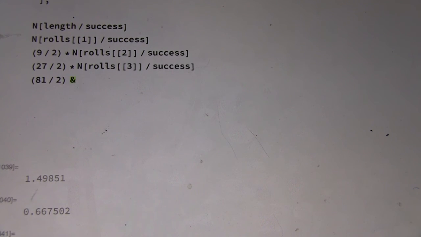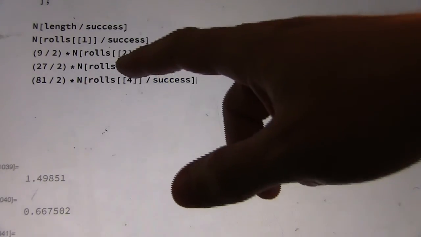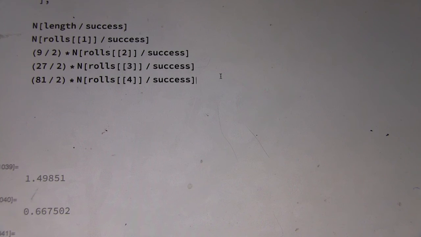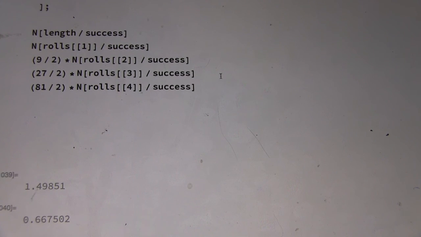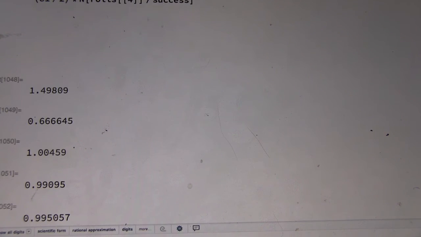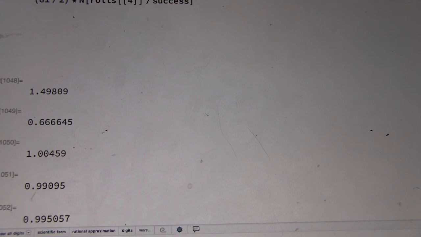Okay, and it's going to be n rolls 4 divided by. So there's how often it goes. We expect the outputs now to be about 1.5, about 2/3, and then 1, 1, 1. And again, remember, this is 1,000,000 trials. So let's see. Yeah, very close to 1. So good job, good spotting that we were roughly dividing by 3 every time.